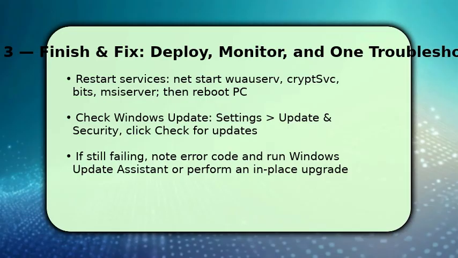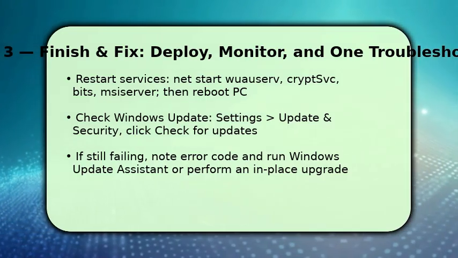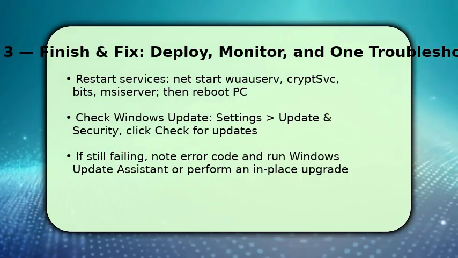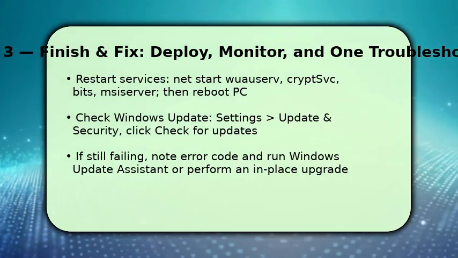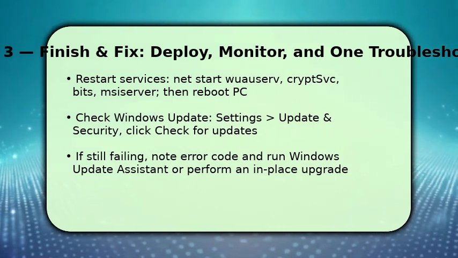If updates still fail, capture the error code and run the Windows Update Assistant or perform an in-place upgrade to preserve files while forcing a fresh update. One troubleshooting tip: if a specific error persists, search for that code before resetting again to avoid repeating steps needlessly.